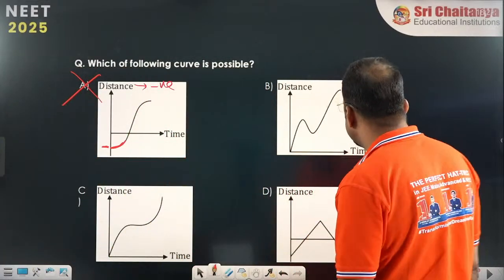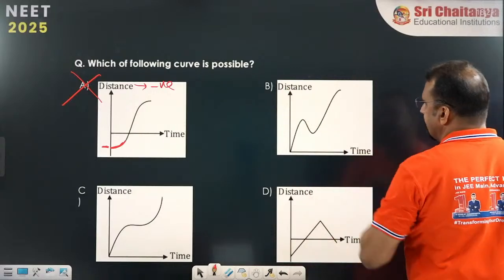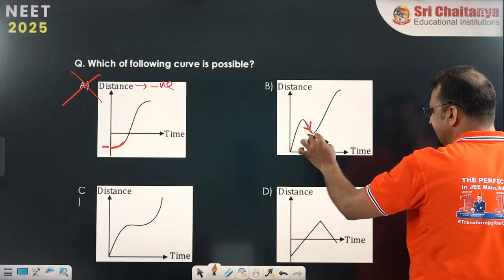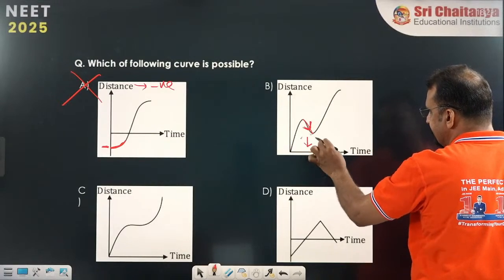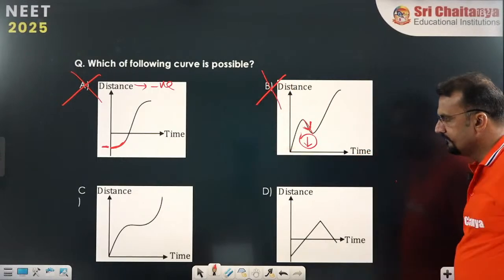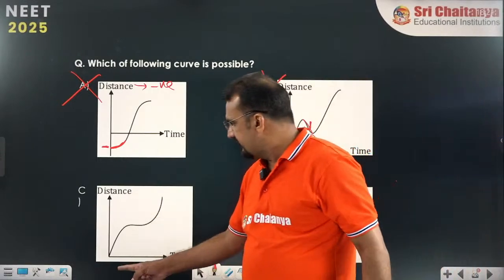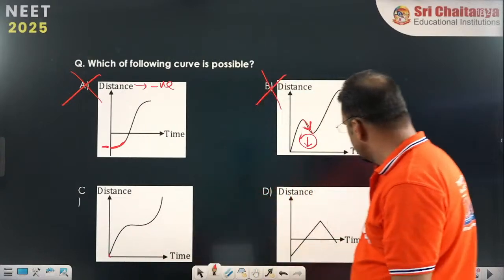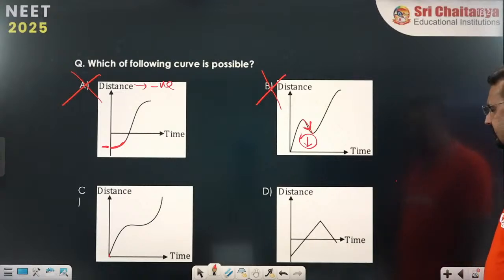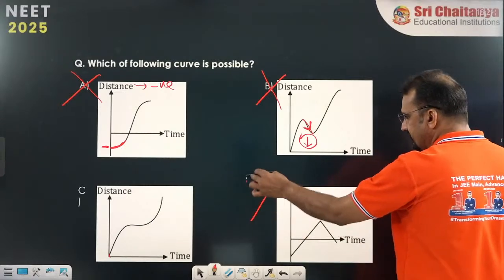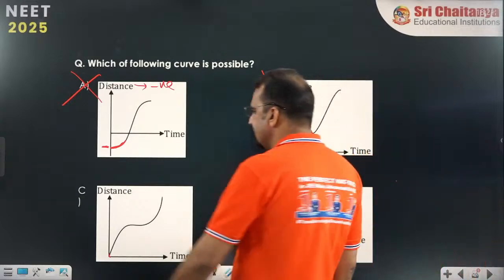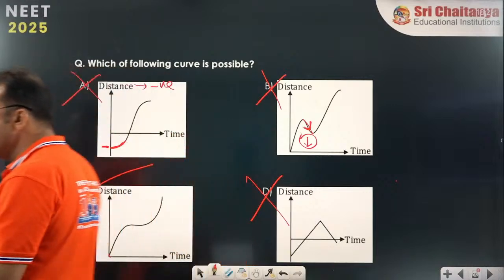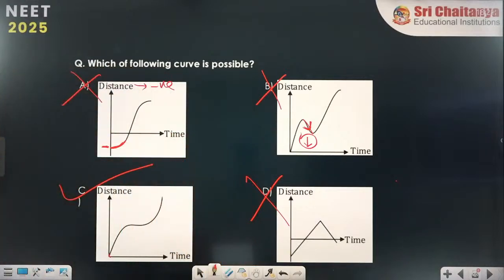Come to the second graph. What is the problem here, dear student? Distance decreases, and distance never decreases. That's why this is again wrong. In this one, I think everything is okay; the body's distance is increasing. Now come to this one. What is the problem? Again distance is negative, so this is again wrong. Which graph is right? Graph C. Only C can be possible. Other graphs are impossible. I think you are getting the idea of this question.